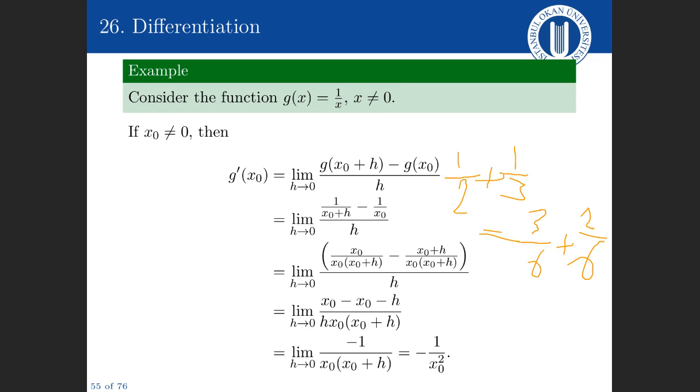x0 minus x0, this will cancel. Then I have minus h divided by h, the h's will cancel, and we end up with minus 1 divided by x0 plus h. Replace h by 0 now, and we get minus 1 over x0 squared.